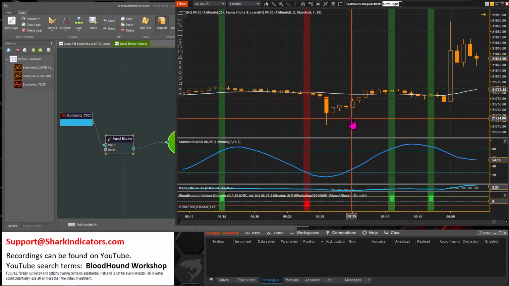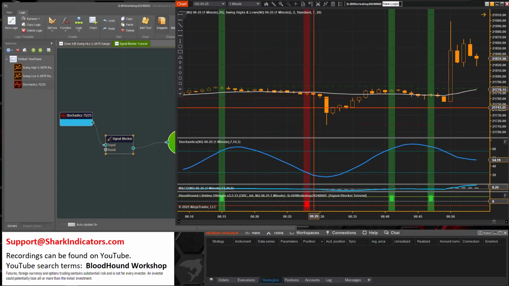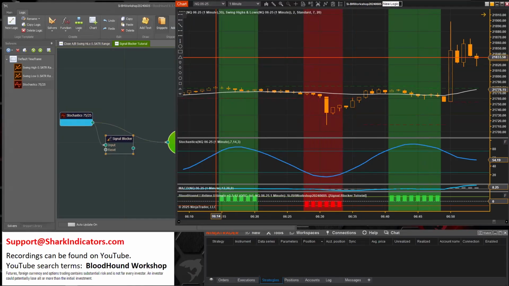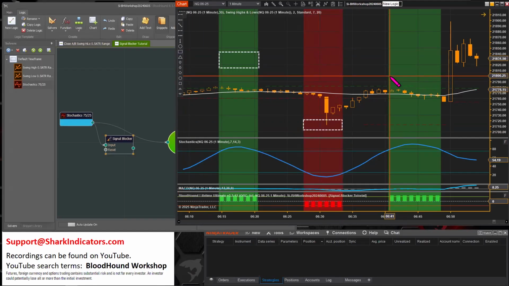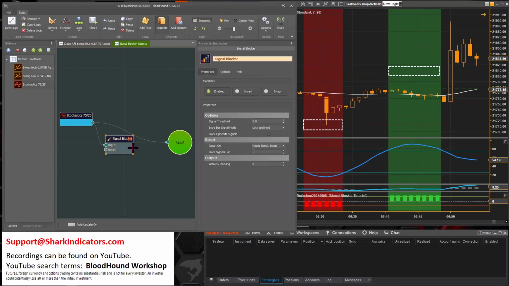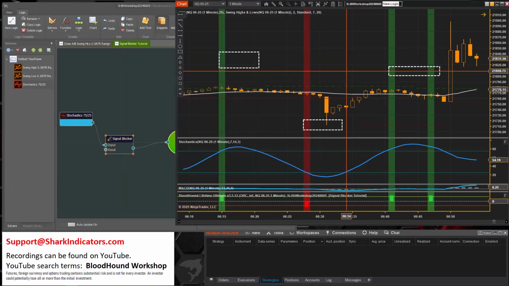And here we can see, for the most part, it cleaned up the signals, except look here, we have two short signals here. So let's take a step back here and let me draw some rectangles here. All right, so we know how long these signals continued. There we go. And let's connect up our signal blocker again. So there we go. We got the first signal, and then the other signals were blocked. So you can see it cleaned it up here.